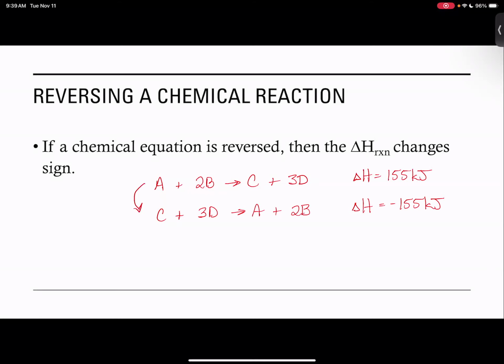So in other words, you reverse the reaction, you change the sign.